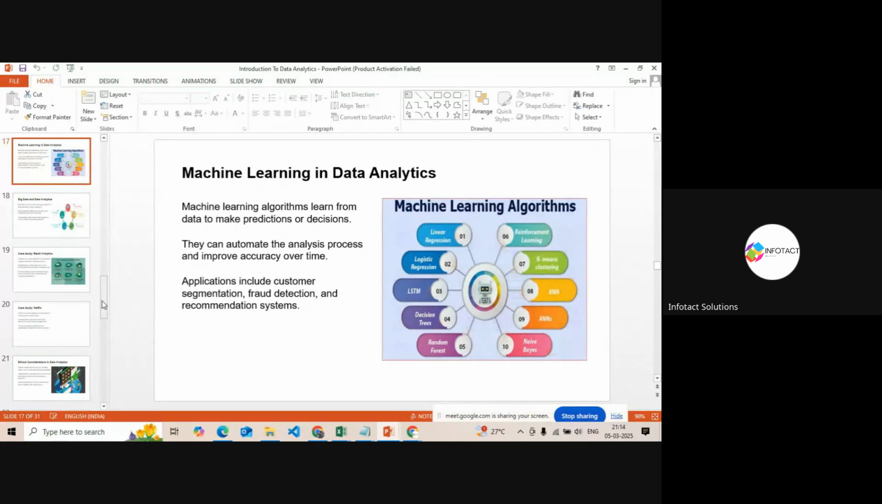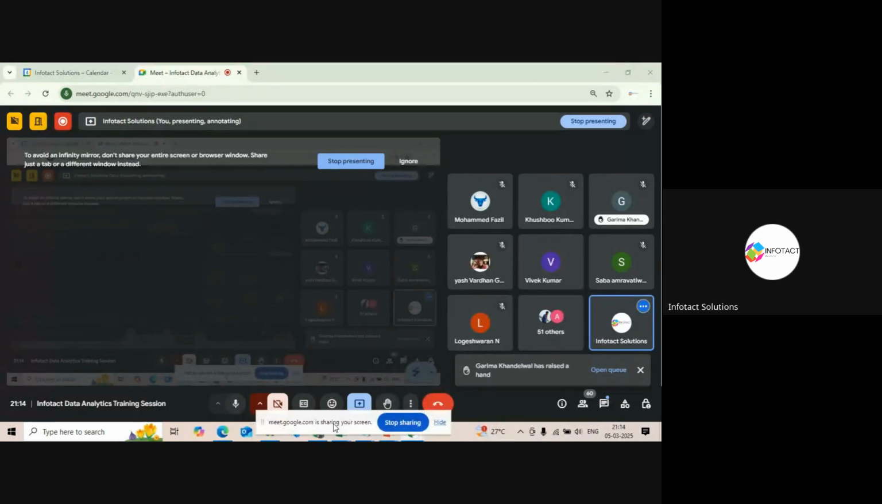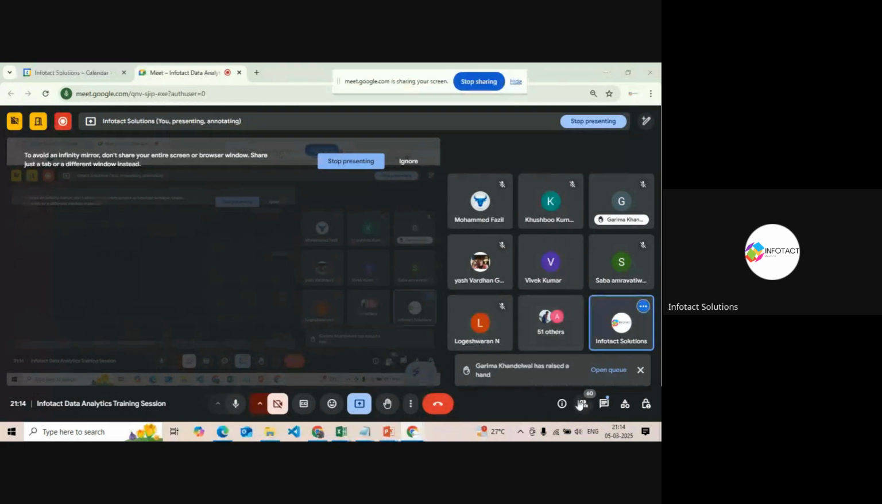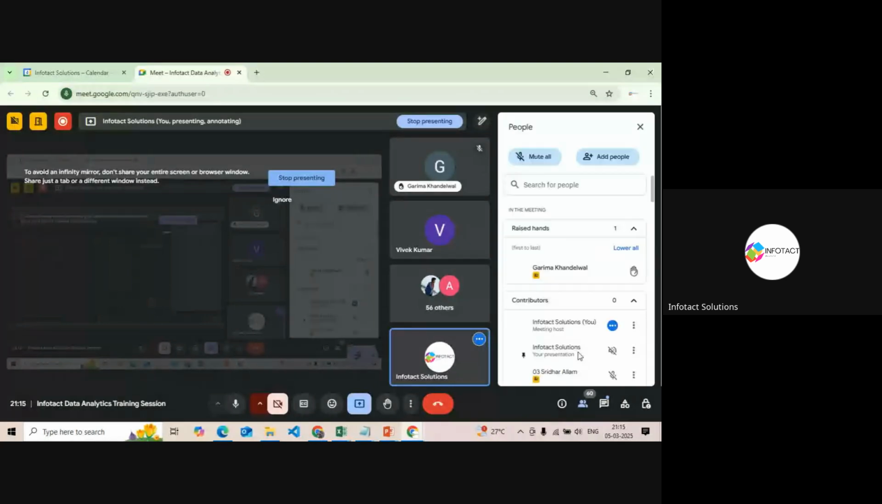It is a subset of artificial intelligence. Then I need the perfect definition of machine learning. Anyone, can you tell me? Start developing algorithms to make computers learn. Somehow you are right.